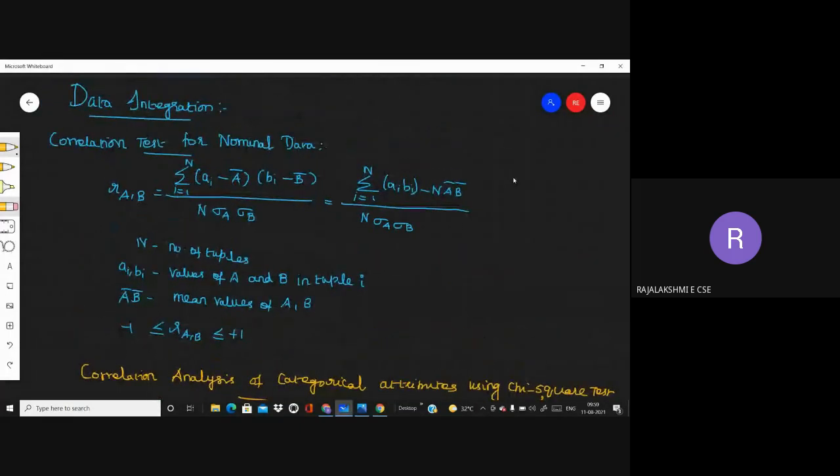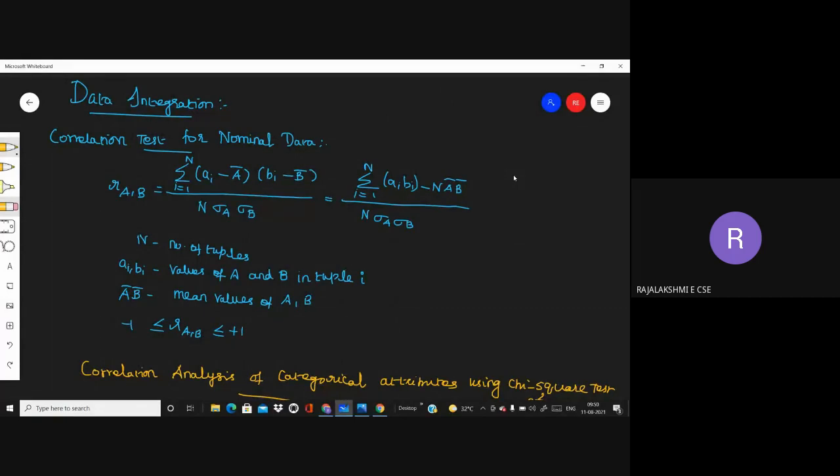When you're going for data integration, in order to avoid the duplication or redundancy, or to see how the data are dependent on each other, these things can be done by using this correlation test. The correlation test says how the data are dependent on each other or how they are matching. This is different for each type of data. So the correlation test for nominal data is given over here.